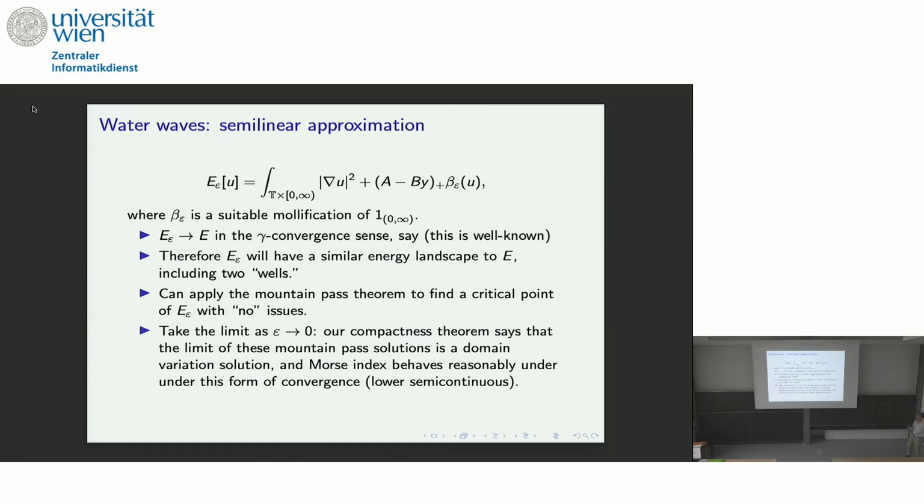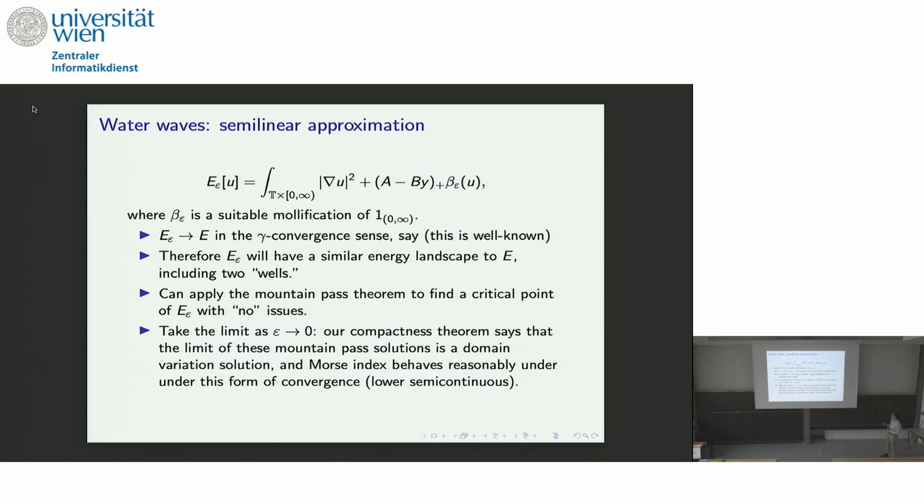And the energies converge in some sense, there's gamma convergence. So the energy landscape for the regularized problem is basically the same. You still have two energy wells, and you can still look for the thing between them. For the regularized energy, you can do the classic mountain pass theorem you'll find in a book. So you find a critical point for each epsilon. And then you just take the limit in epsilon. These u epsilons solve the semi-linear equation, and our compactness theorem for domain variation solutions works for the semi-linear approximation just fine.